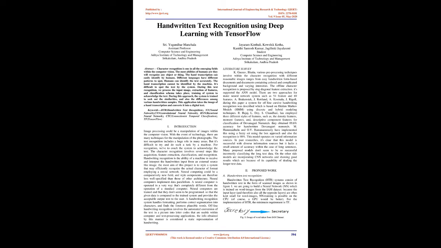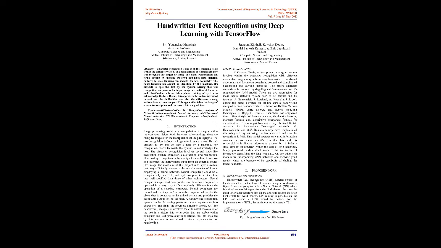Keywords: HTR, Handwritten Text Recognition; NN, Neural Network; CNN, Convolutional Neural Network; RNN, Recurrent Neural Network; CTC, Connectionist Temporal Classification; TF, TensorFlow. Introduction. Image processing is a manipulation of images within computer vision.